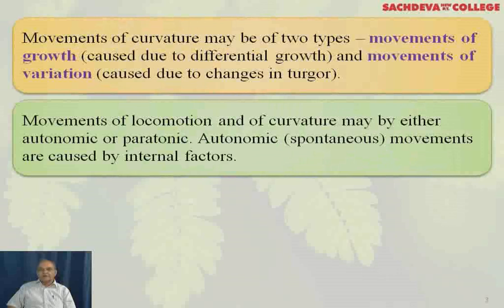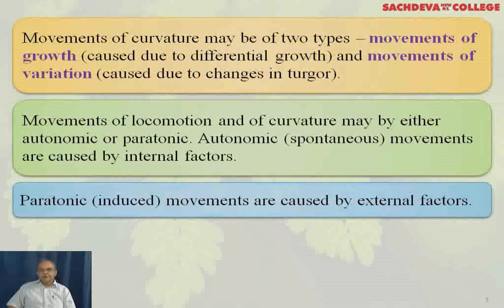Movement of curvature may be of two types: movements of growth, caused due to differential growth, and movements of variation, caused due to change in turgor. Movements of locomotion and of curvature may be either autonomic, which is spontaneous, or paratonic, which is governed by the external stimulus.